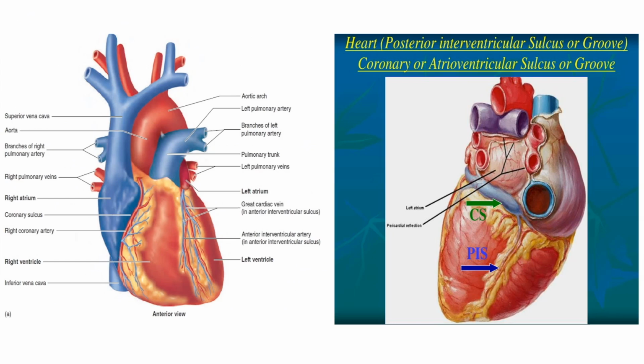In this diagram, you can see the different types of sulci or grooves which are present on the outer surface of the heart.